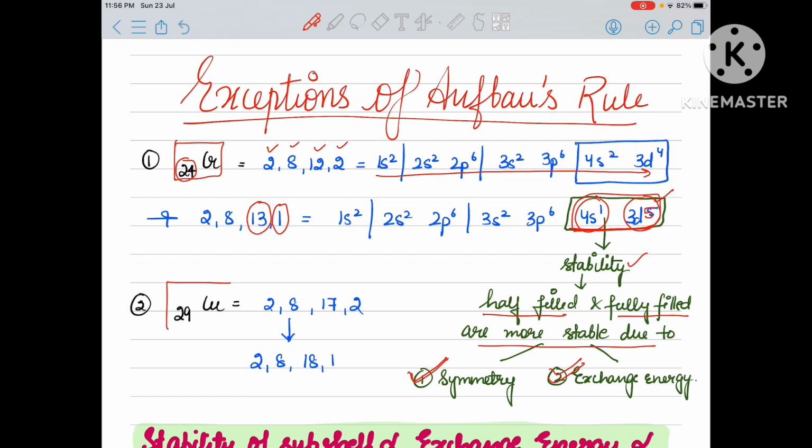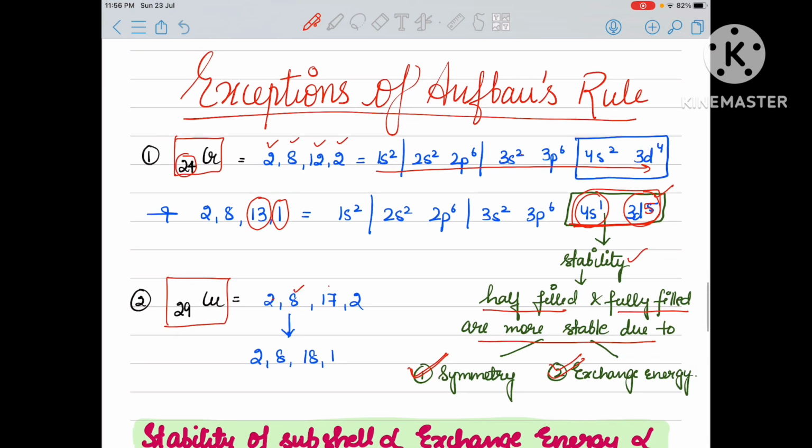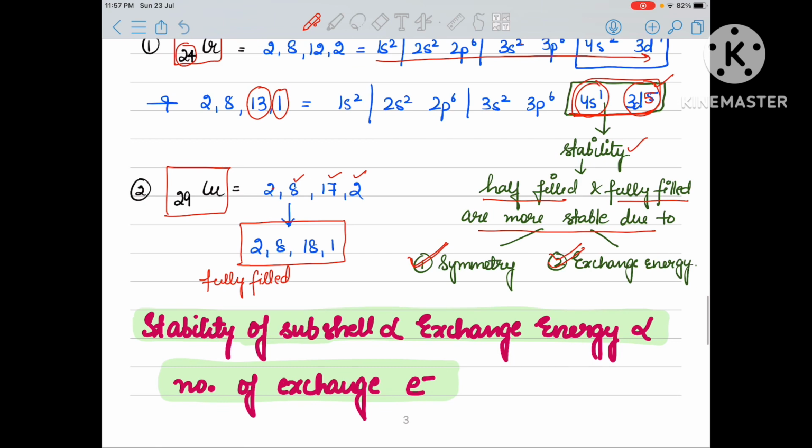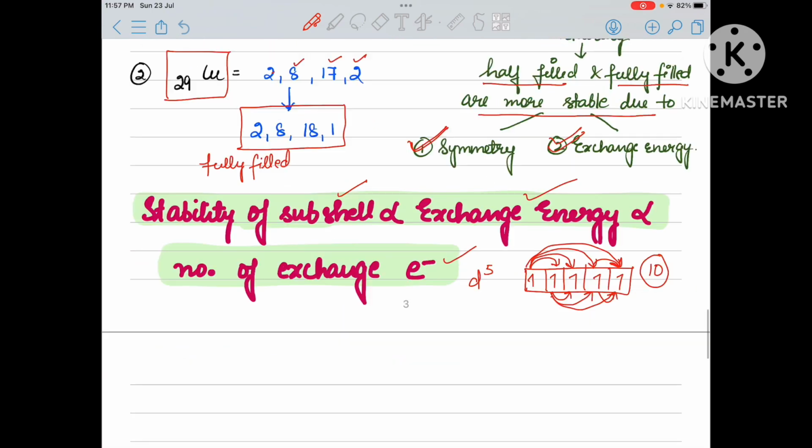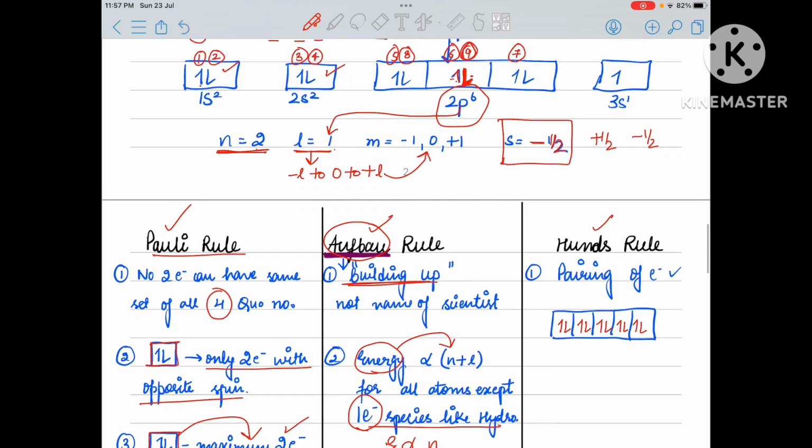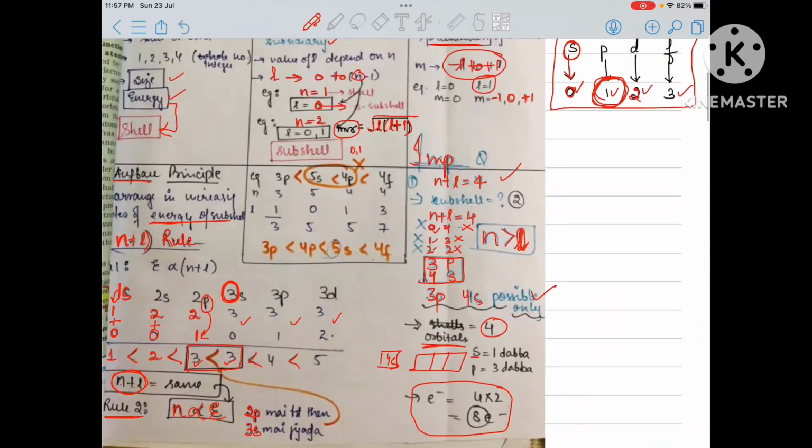And again, another example which we can see is copper, 29, which would have the configuration 2, 8, 17 and 2, but it is written as 2, 8, 18, 1. It is stable. Why so? Because of the fully filled configuration. You can write the same by changing to 3d10, right everybody? So here we have the stability of subshells. How does it depend? It is directly proportional to the exchange energy. Yes, here we are done with a very quick revision of all the important points and formulas.